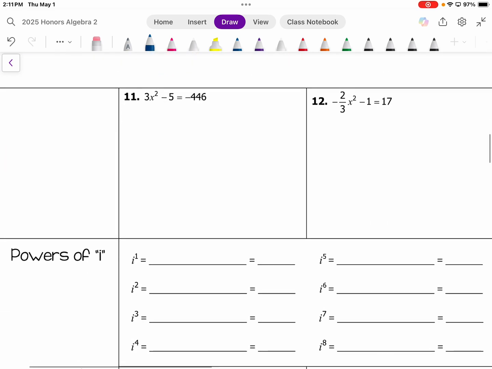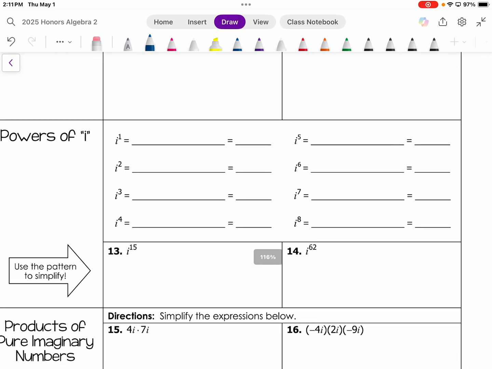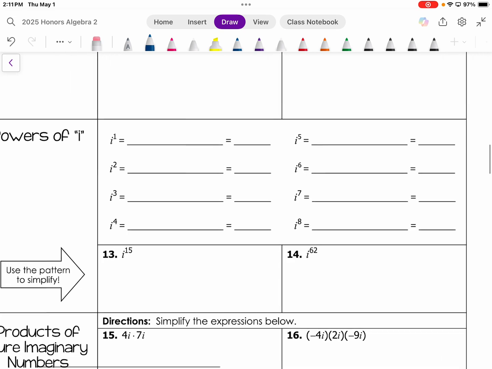All right, here we go. The powers of i. The powers of i. So what do we know i to the first power is? Well, first off, that's just i. So it's just i.